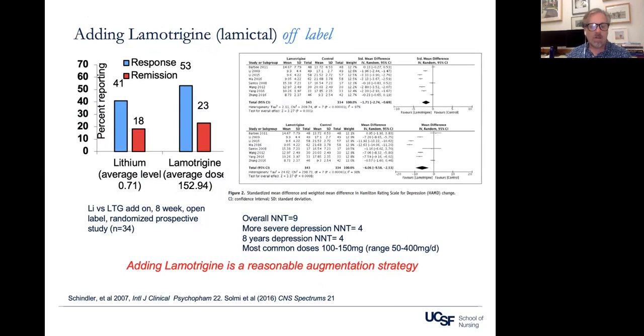The overall number needed to treat is around 9, but for people that had more severe depression or more enduring depression, that is to say depression that had gone on for more than 8 years, their number needed to treat dropped down to 4. The doses are similar to those we use in bipolar depression, usually around 100 to 150 milligrams per day. So I would say that adding lamotrigine is certainly a reasonable augmentation strategy to consider.